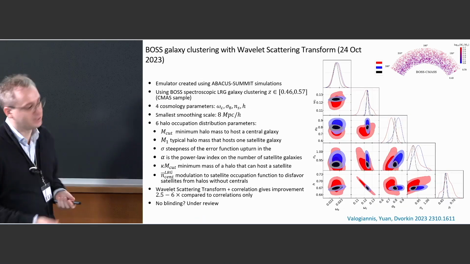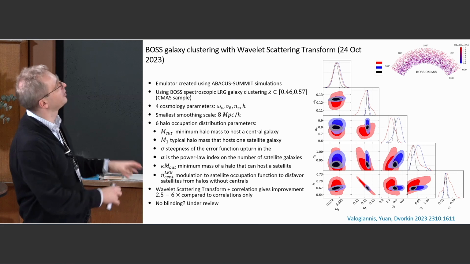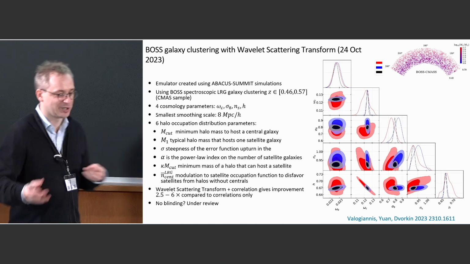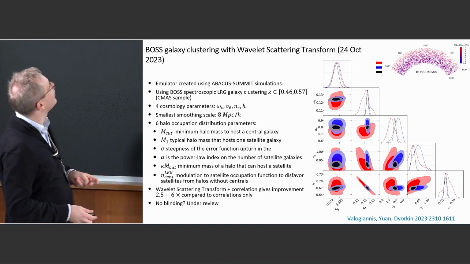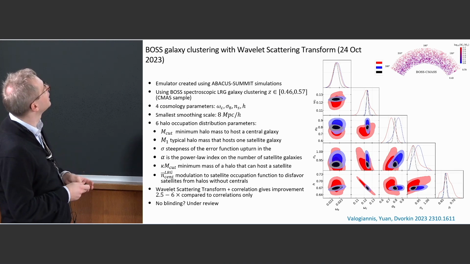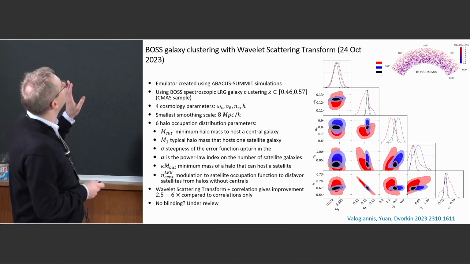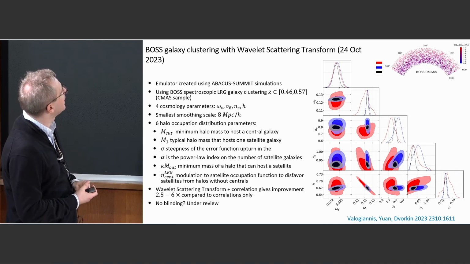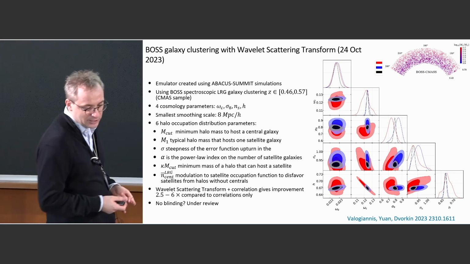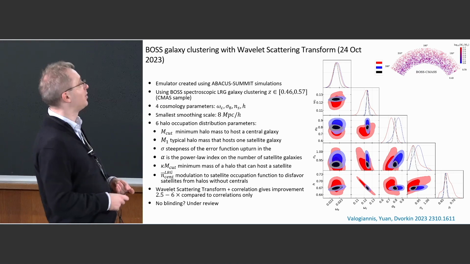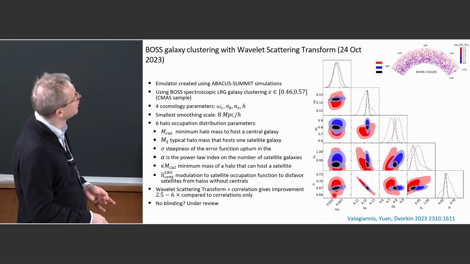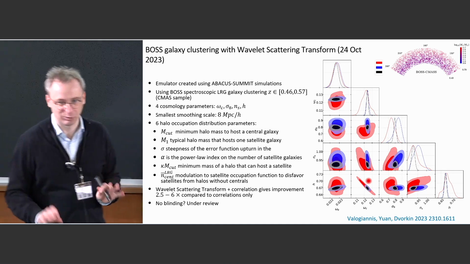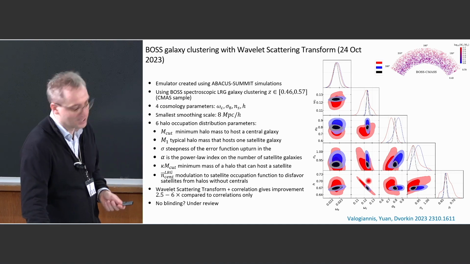All right, then, so that was machine learning. Here we have the wavelet scattering transform, different team, different simulation set. Whether the wavelet scattering transform is machine learning or not is a kind of blurry line, but they also use the Abacus Summit simulations and the same data, 4 cosmology parameters, a little bit smaller smoothing scale, 6 HOD parameters, and yeah, wavelet scattering transform plus correlation gives an improvement of 2.5 to 6, which is amazing. Also H0, pretty constraining, so yeah. Also, I didn't find the word blinding, but please correct me if there was blinding in the analysis. So I find this very exciting.